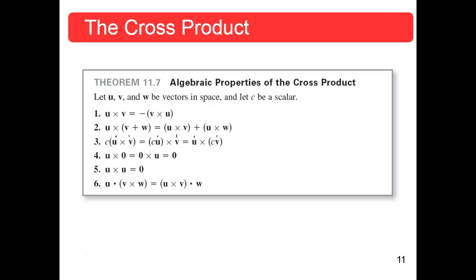Okay? And then, of course, U cross the zero vector is the same as the zero vector cross U, and that's 0, because you can't get anything else. All the components of the zero vector are 0, so crossing them is going to turn everything 0. But U cross U, or V cross V, or W cross W, anytime two vectors in the same direction cross each other, that's going to give you the 0 vector as well.